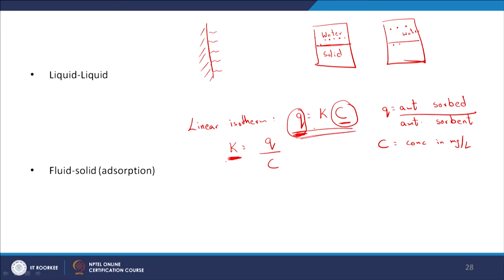But there are obvious drawbacks. It means that as you keep increasing C, Q can go to infinity too as C goes to infinity, but that is not the case. So in general you will have a limited number of sites available.